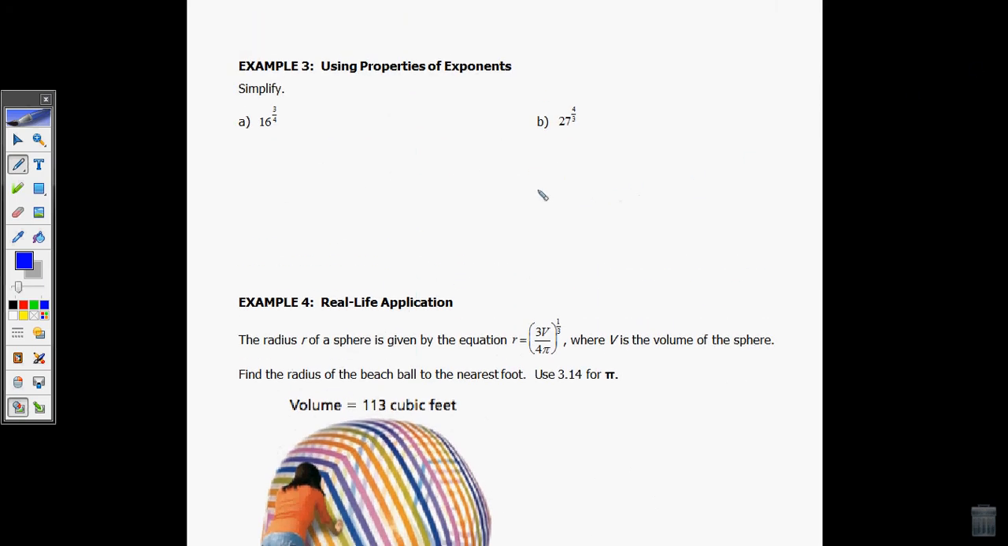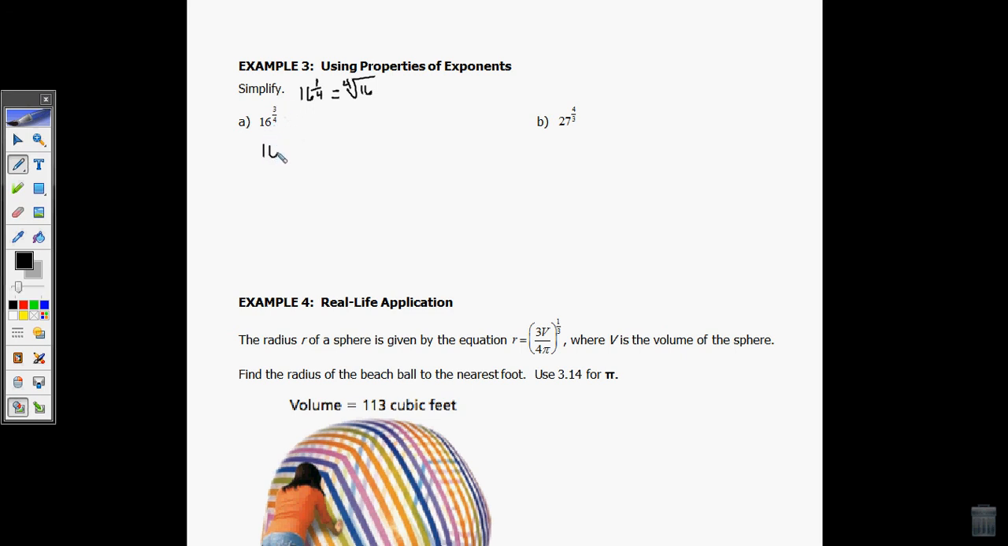Alright, let's try these two now. It's a little bit trickier. What I have here is 16 to the 3/4. Now before, if I had something that said 16 to the 1/4, I knew that meant the 4th root of 16, and I was getting okay with that. But now I have 3/4, so it's not 1/4, it's 3/4.